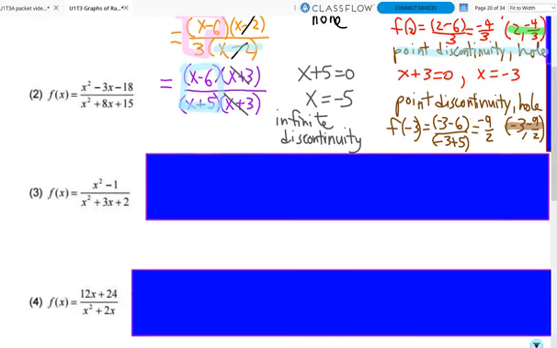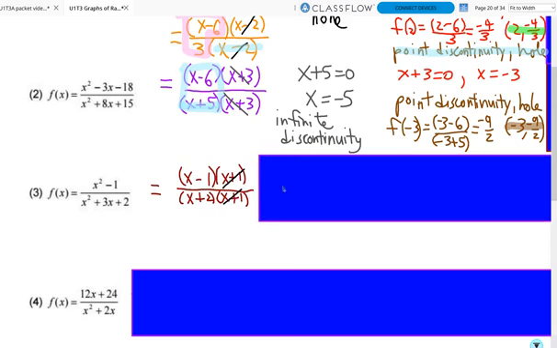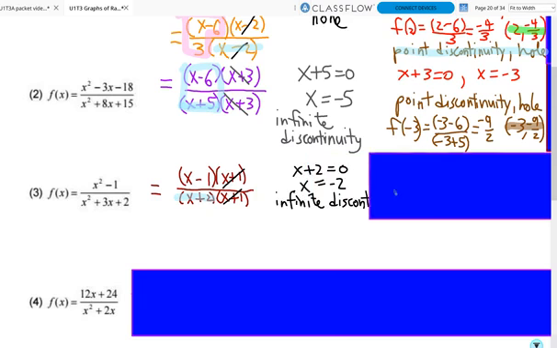The top of number 3, the numerator has to be factored by difference of squares. The denominator needs to be factored by split the middle. Common factor, numerator and denominator of x plus 1, meaning that there is a hole at x equals negative 1. The factor left over in the denominator is x plus 2. Set equal to 0 means the vertical asymptote is at x equals negative 2, infinite discontinuity.